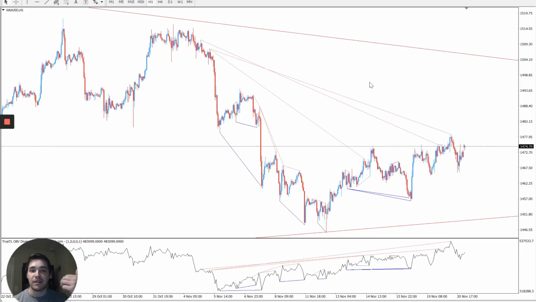Let's say you're in an uptrend and you see divergence, then you place a sell. That's it. If you're in a downtrend and you see divergence, you place a buy. That's it. So uptrend, divergence, sell. Downtrend, divergence, buy.